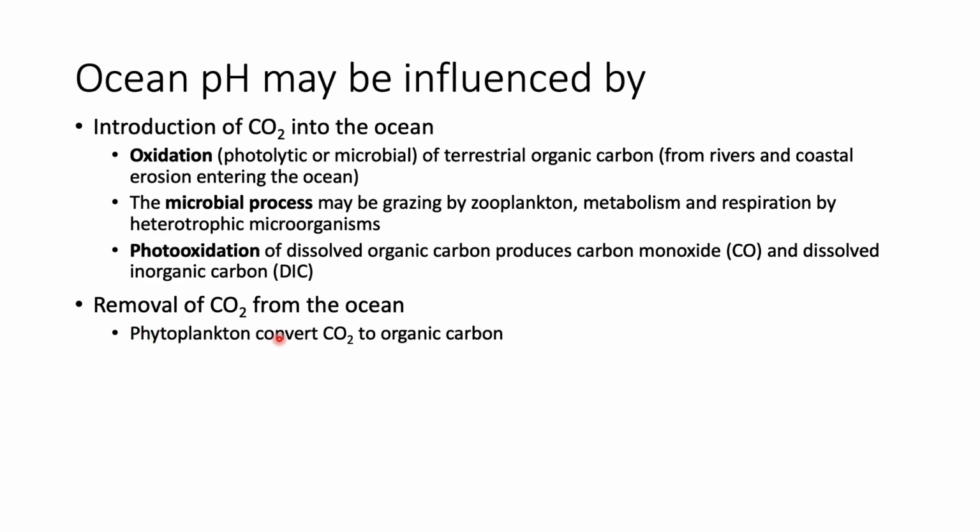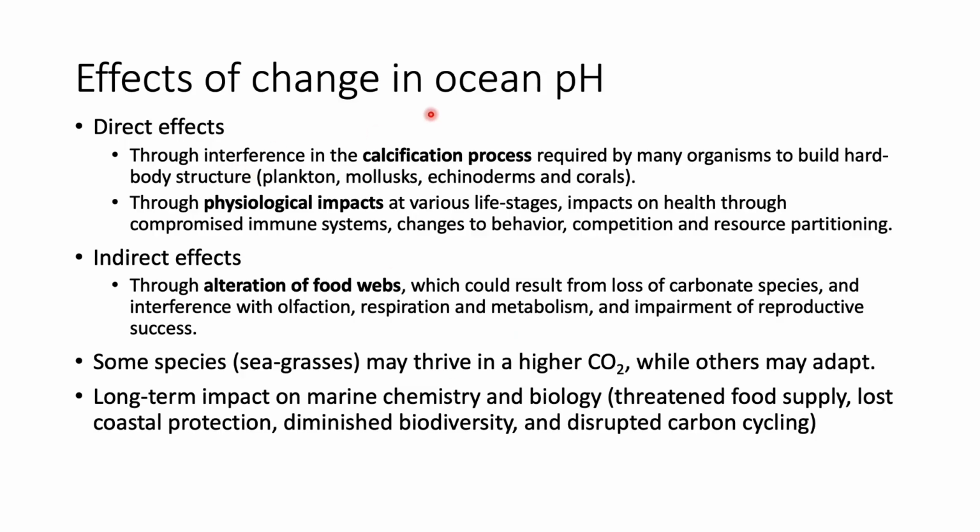So these are all the other sources of CO2 which may be responsible for the increase in CO2 in the seawater. And how can carbon dioxide be removed from the seawater? Phytoplankton converts CO2 into organic carbon. So overall, what we say is CO2 is increasing by some process and CO2 is also removed by some other process. So what are the effects of changes of this ocean pH? This is the second question we are going to answer.